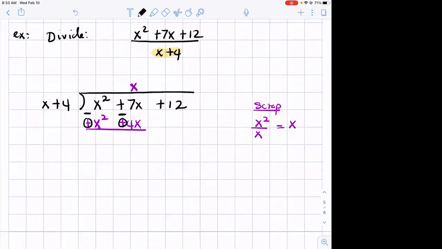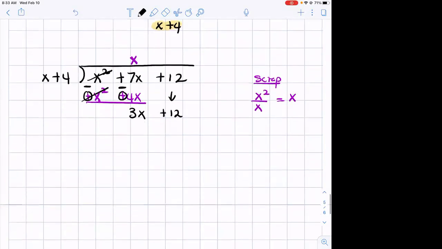So 7x minus 4x becomes 3x. Plus x squared minus x squared cancels out. And before you do anything, you must bring down. And then we repeat the process again. Scrap work, 3x divided by x, and that leaves me with 3. The x's will cancel. So I write plus 3 in the top.